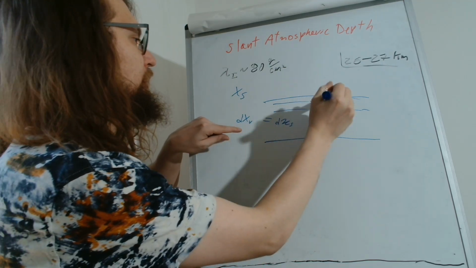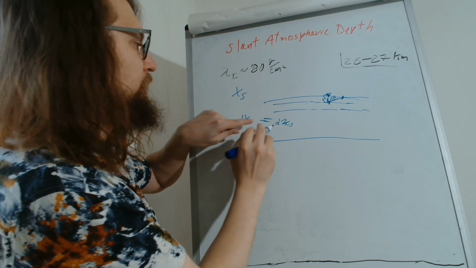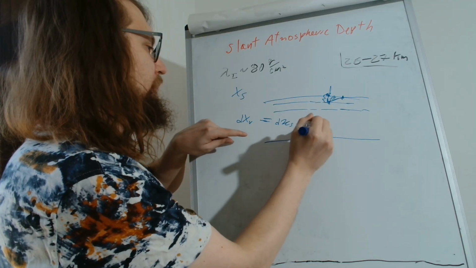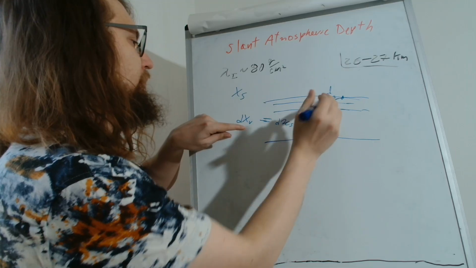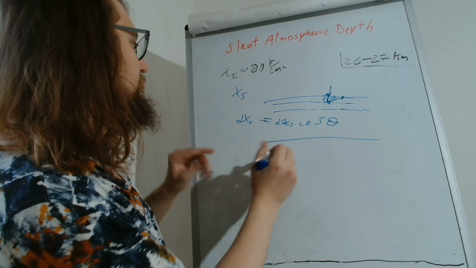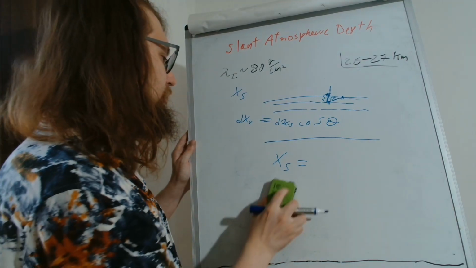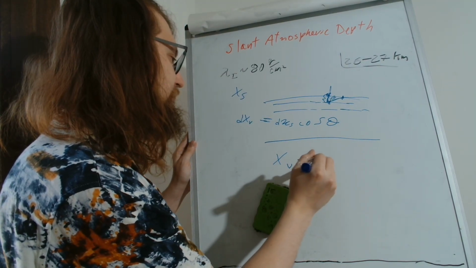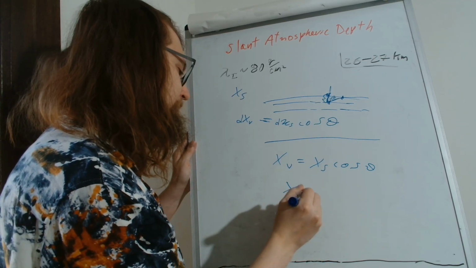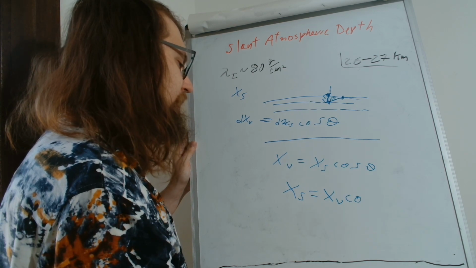has this relation. The vertical differential is the slant differential times the cosine of the angle theta, and this is, in a flat Earth approximation, true for every layer of the atmosphere. So this is true for the total slant depth. The total vertical depth is the slant depth times cosine of theta. So the total slant depth is xv divided by cosine of theta.